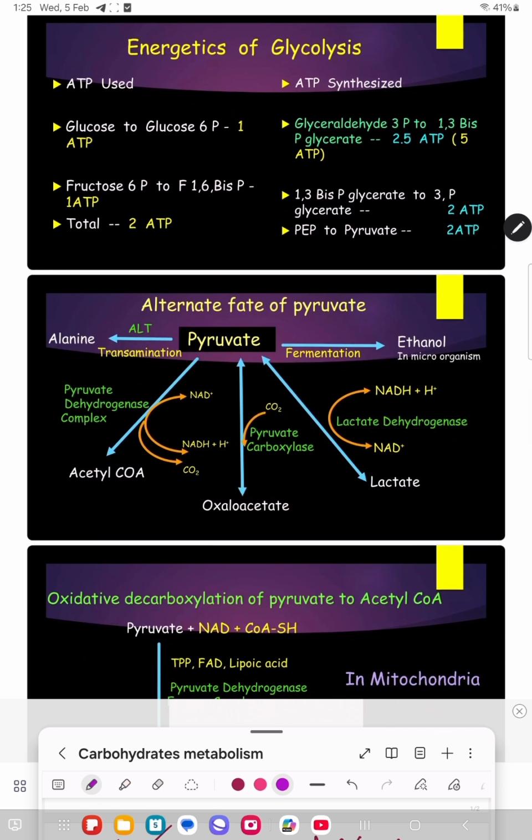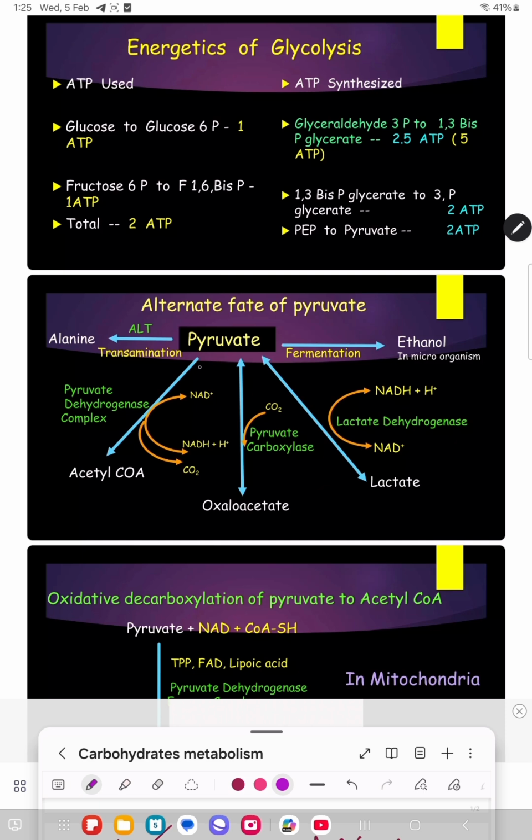Okay, so alternate fate for the pyruvate, this is very important. Pyruvate, as you saw, was the end product of glycolysis. Now there are alternate fates of the pyruvate. The first is transamination. When there is transamination of pyruvate, there will be formation of alanine, right? And when there is fermentation, ethanol will be formed, and these are found in microorganisms.